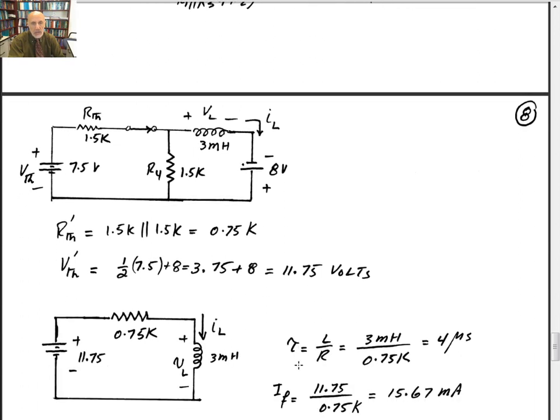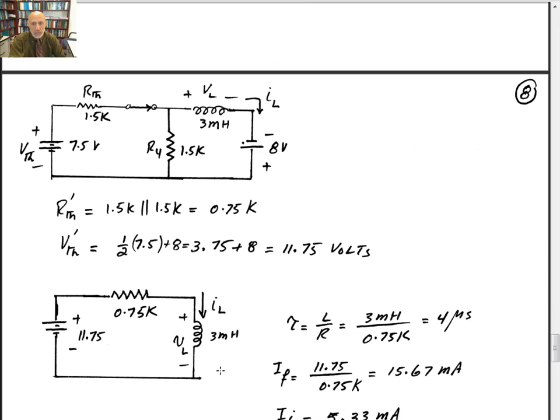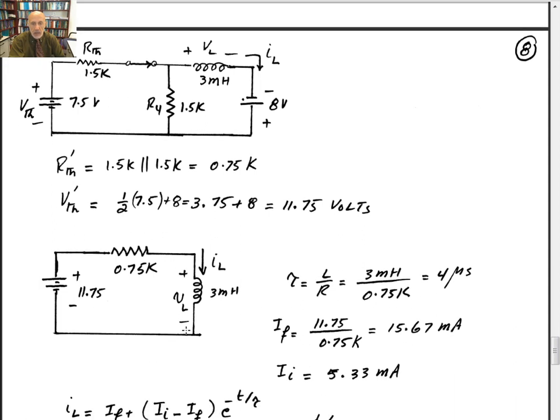So to further simplify it, they got this part of the circuit. I'm going to replace it with the Thevenin and add it to 8 volts. So you get 11.75 volts connected to 0.75 kilo ohms, and then the inductor 3 millihenry. So tau would be equal to L divided by R, 3 millihenry divided by 0.75K. That gives you 4 microseconds. So at a steady state, it's short circuited, so the current would be equal to 11.75 volts divided by 0.75K. That gives you 15.67 milliamps.